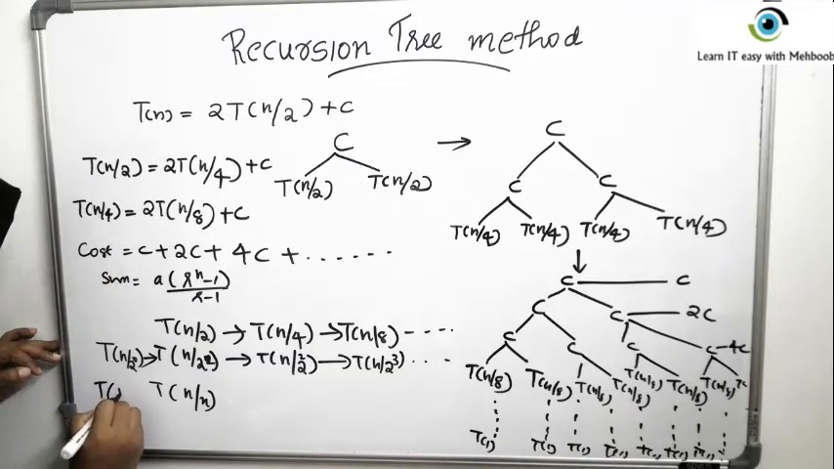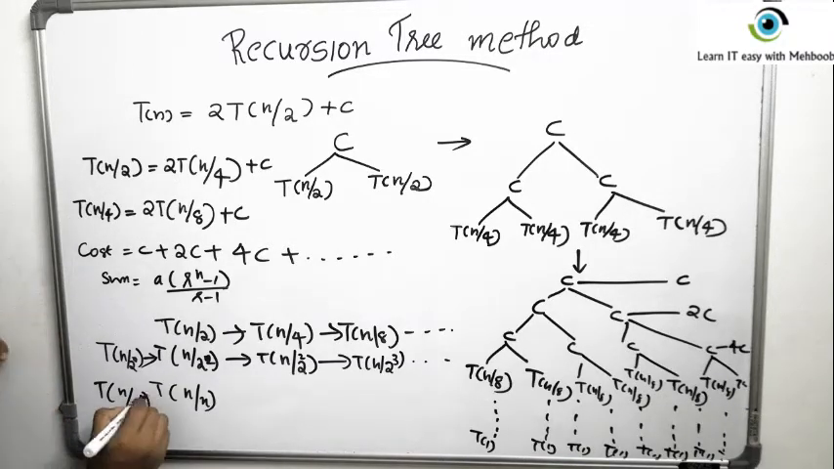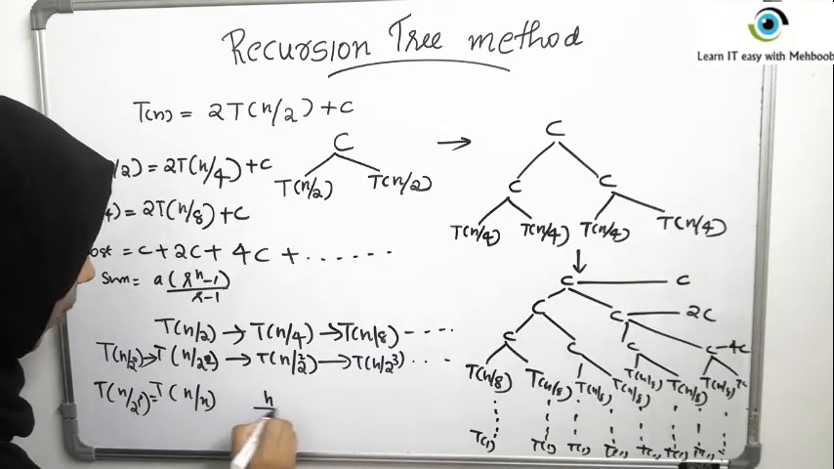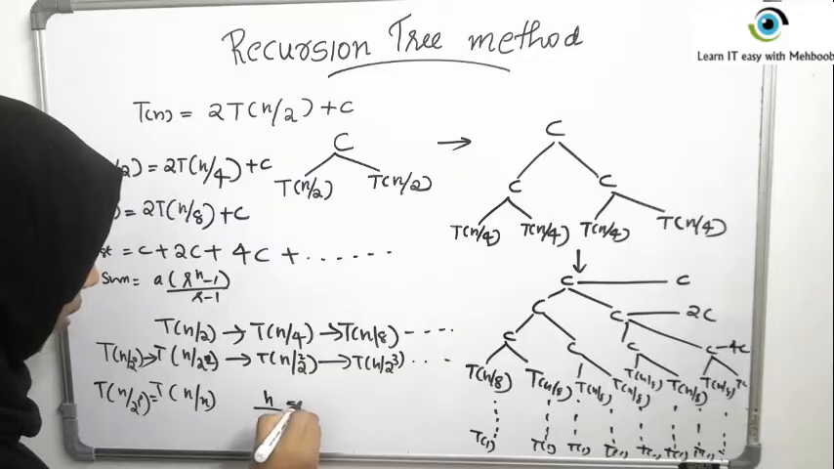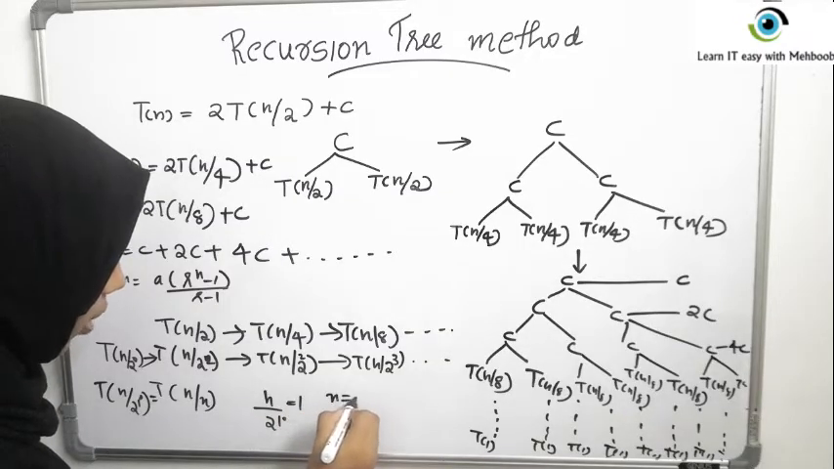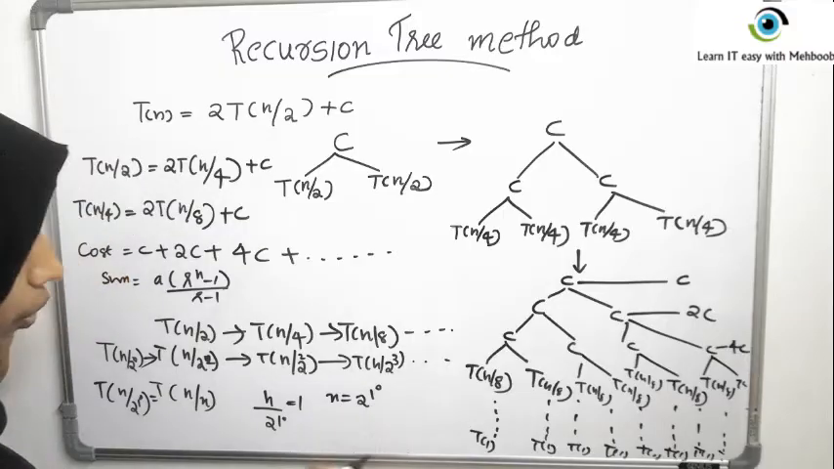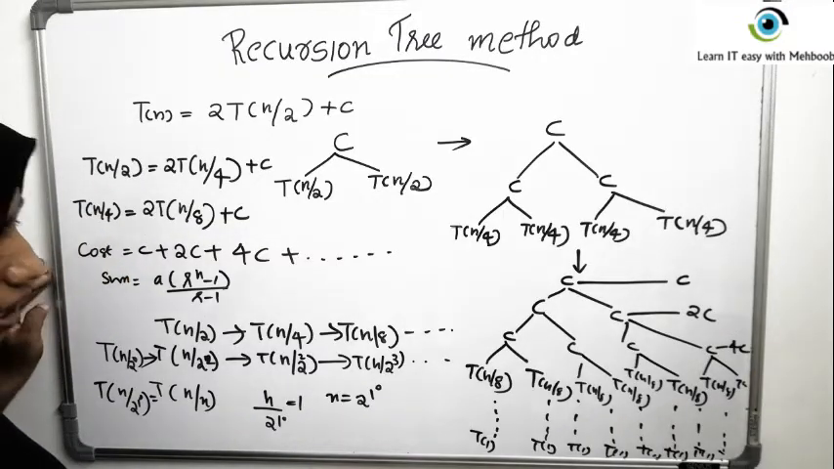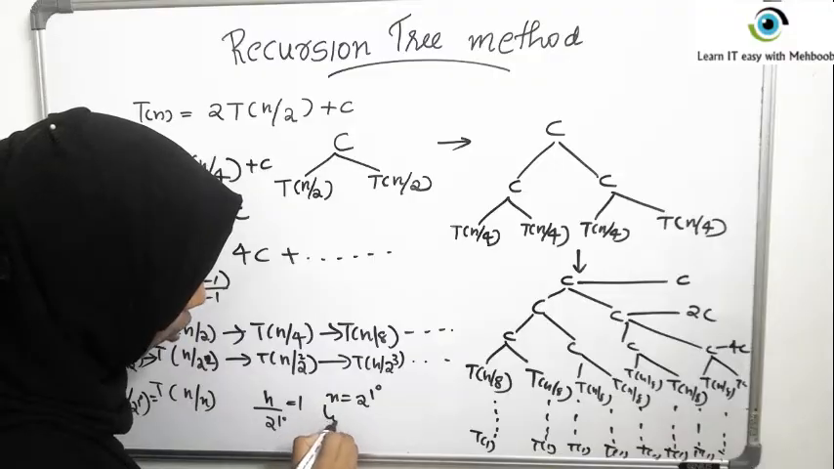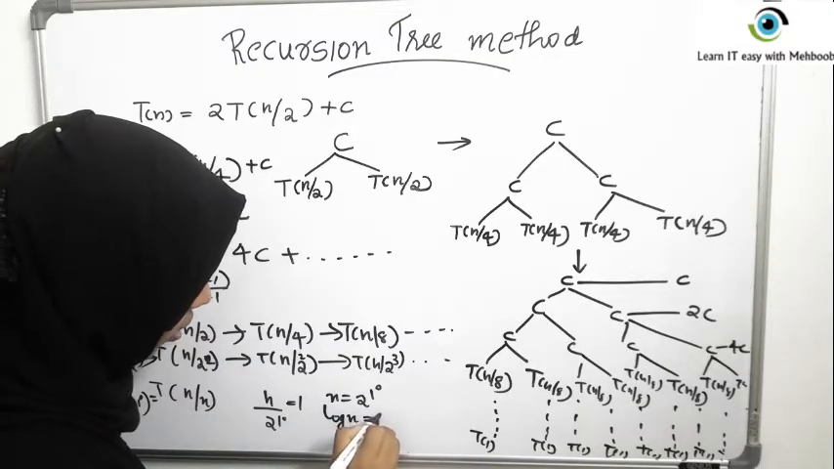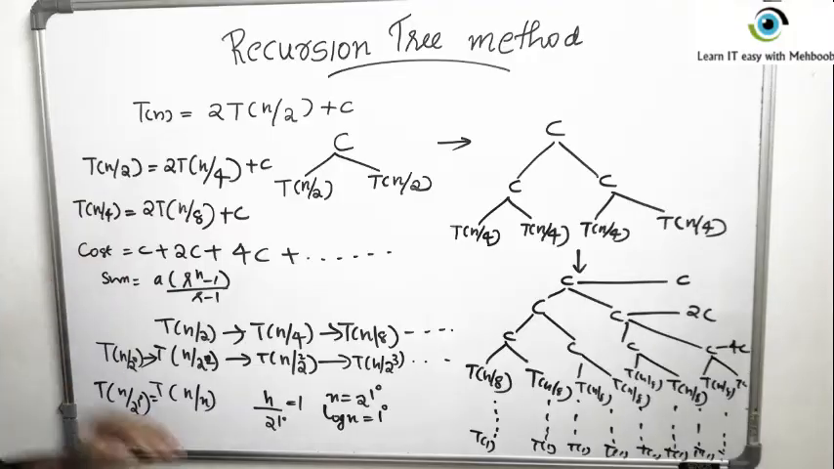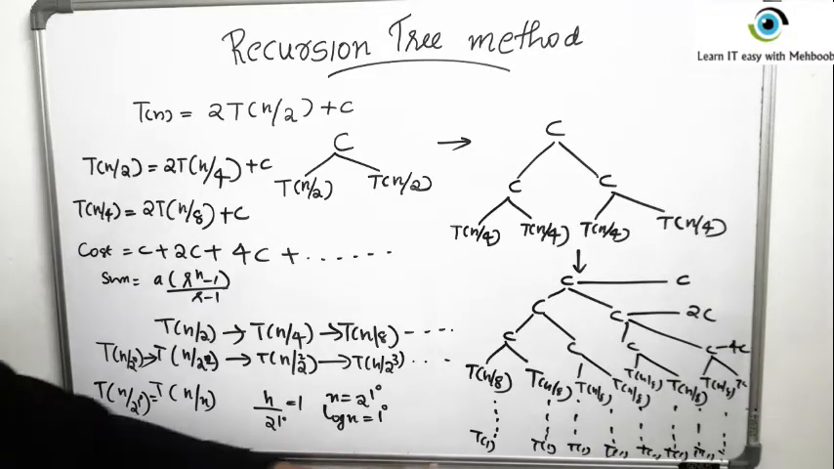T of n divided by 2 raised to i should be equal to T of n by n, so that you will get T of 1, that is n divided by 2 raised to i should be equal to 1, that is n should be equal to 2 raised to i at some point. So just like we have taken log in the previous video, we will take log on both sides. So log n is equal to i. So when i becomes log n, you will get T of 1.